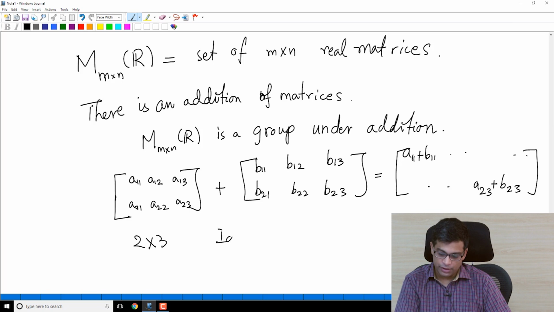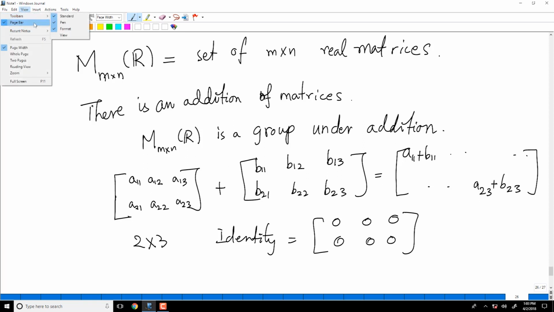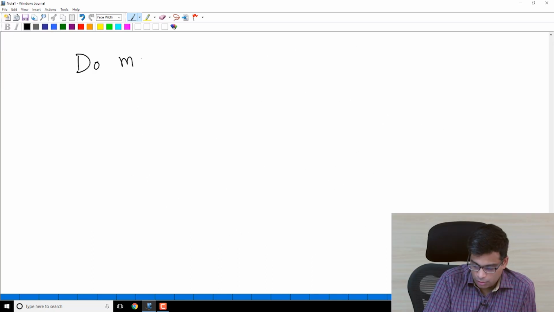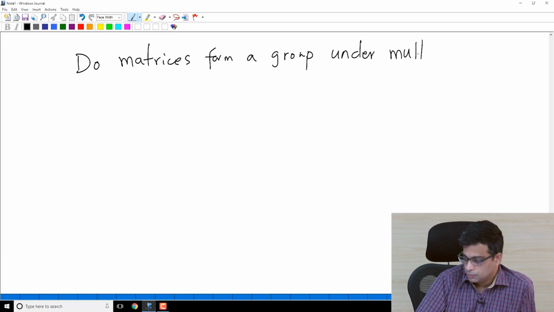The identity element, for example, will simply be 0 0 0 0 0 0. So, there is no surprise, this is simply several copies of R. On the other hand, you can also ask whether matrices form a group under multiplication, that also you can ask.